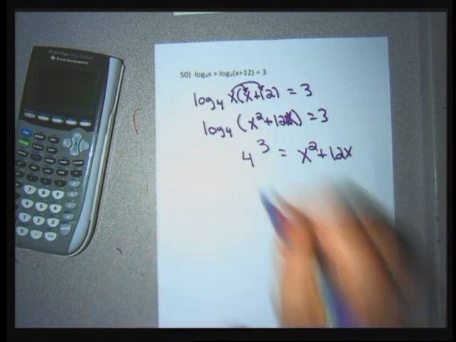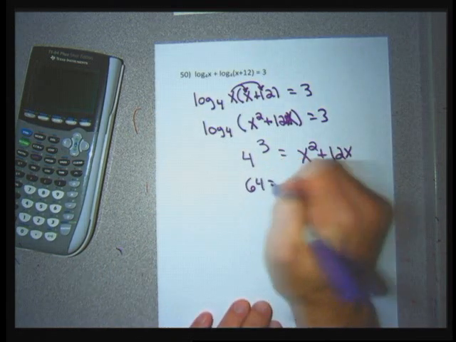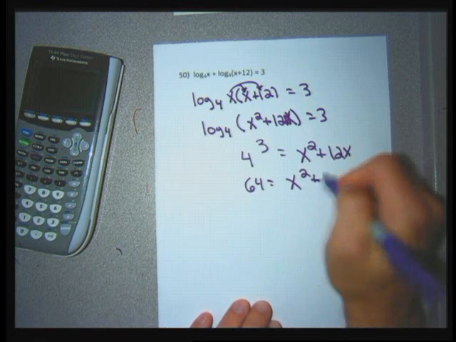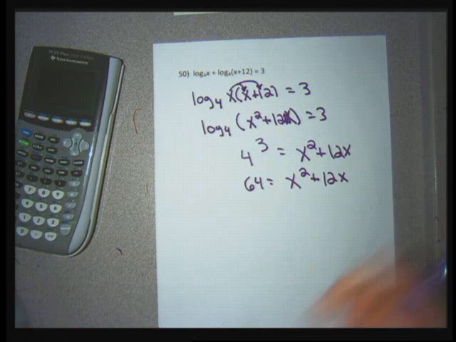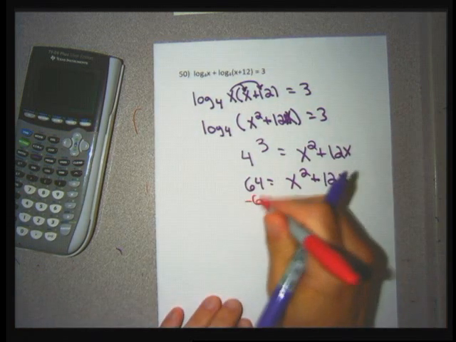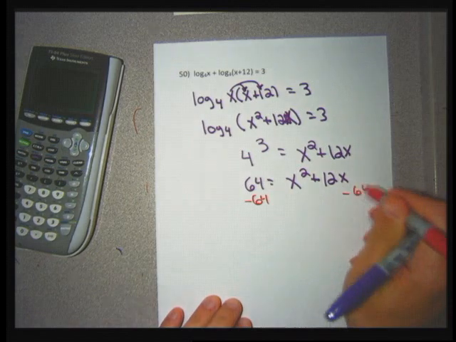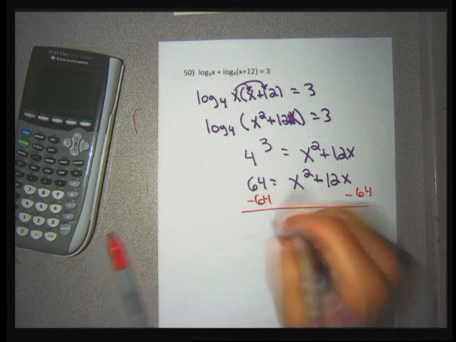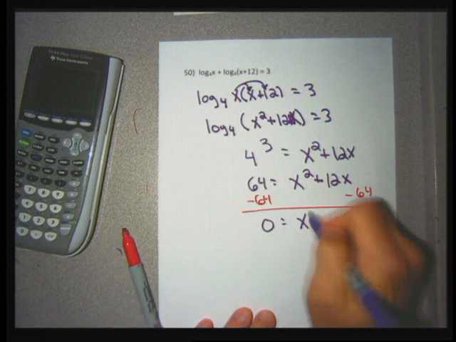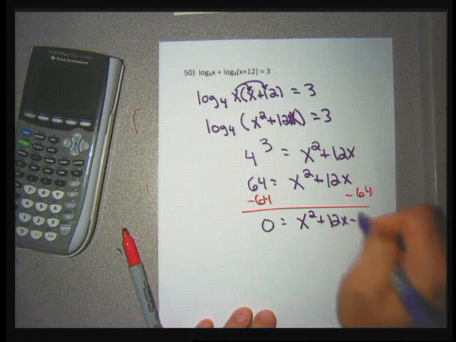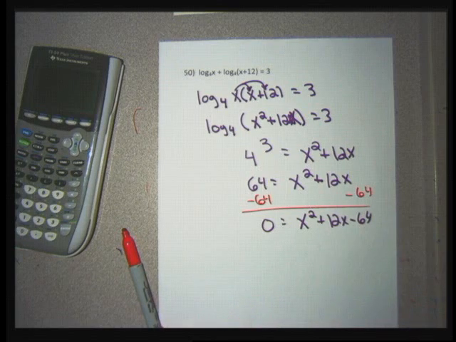4 cubed is 64. So I get 64 equals x squared plus 12x. I'm going to set the problem equal to 0 by going minus 64 and minus 64. This gives me 0 equals x squared plus 12x minus 64. I think I can factor this.